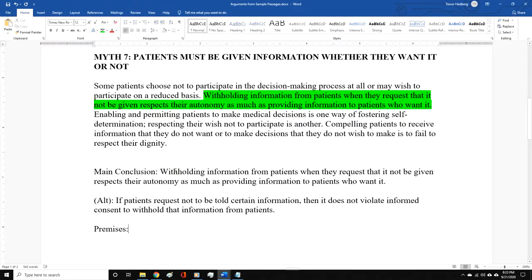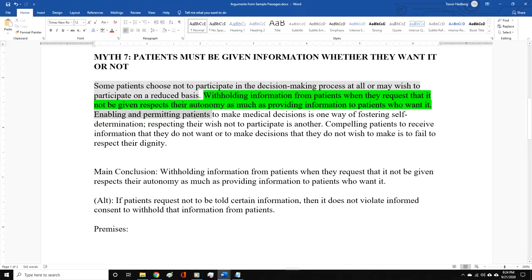Now, let's go back to this central conclusion. What are the premises here? Well, let's look at this first statement. Some patients choose not to participate in the decision-making process at all, or may wish to participate on a reduced basis. That, at least on my read, does not seem like a premise. It seems like that is just descriptive content. It's just a sort of, this is something patients do, right? Some patients will choose not to participate in the decision-making process. That doesn't clearly seem to me to be having an essential argumentative connection to this idea.